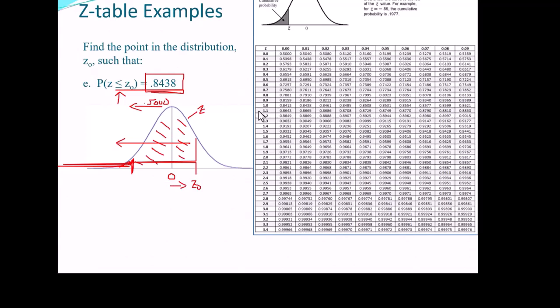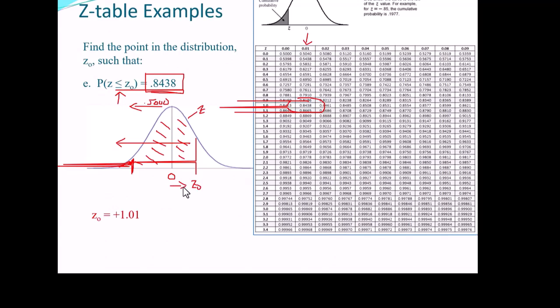Let's take a look in the table. See if you can find the probability. Ooh, what am I seeing right about here? I'm seeing a probability of 0.8438. There it is. What's the z-score where that happens? Well, it's kind of tough to see. It's 1.0, and look at this column. It's in the 0.01 column. This is the z-score, 1.01. That's how you use a table.